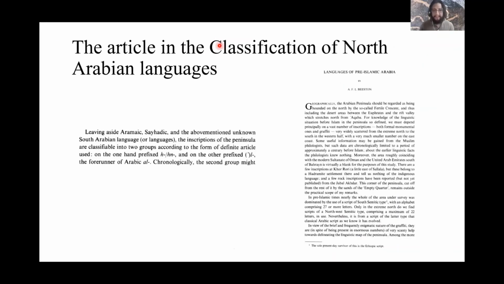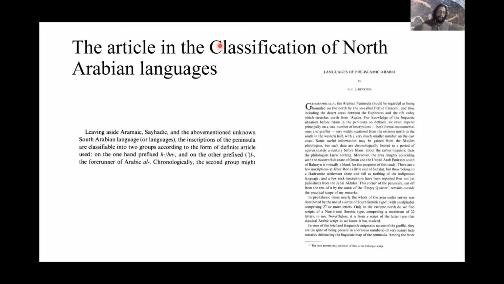So in a very famous article by the great Arabist Alfred Beeston, from 1980, he outlines the languages of pre-Islamic Arabia. He makes a division. He uses the term Sayhadic, which not many people use anymore, to refer to the ancient South Arabian languages. And he says that these are a separate language group. And then in North Arabia, you have two different language groups. You have one group which uses a definite article that's based on the prefix "ha" or "han." And then you have another one that is "al," and that's Arabic.